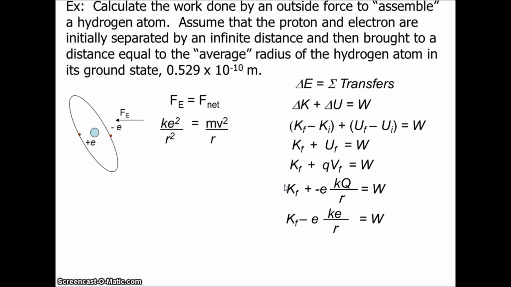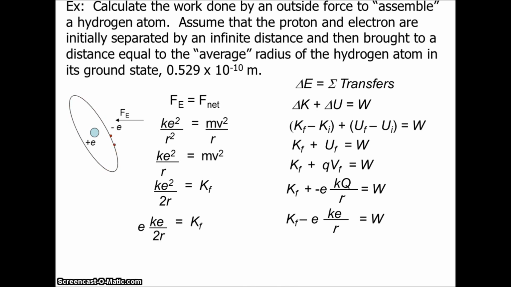Well, one of the r's cancels, and so I get mv squared is equal to k times q1 q2, which in this case is e squared, over r. Notice this mv squared looks kind of like kinetic energy. What would I have to do to that to get kinetic energy? If I divided it by 2, that would be the formula for kinetic energy, 1/2 mv squared. If I divide the right-hand side by 2, I have to divide the left-hand side by 2. So the kinetic energy is going to be k e squared over 2r.